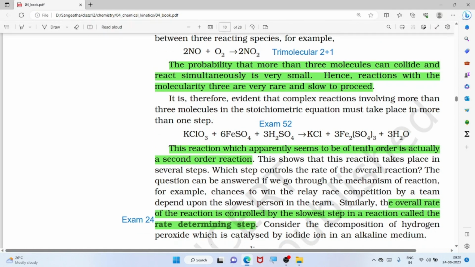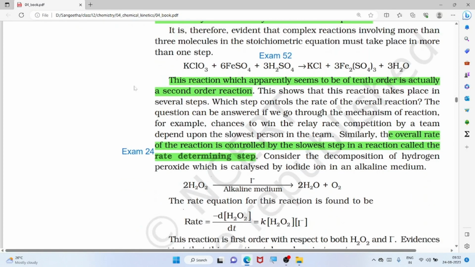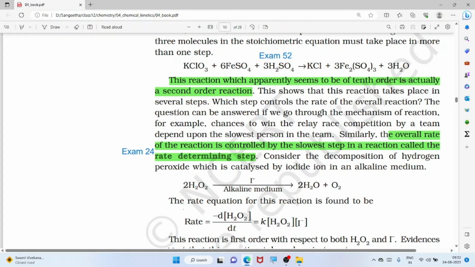The probability that more than 3 molecules collide and react simultaneously is very small. Hence, reactions with molecularity of 3 or more are very rare and slow to proceed. Even for a complex reaction with more than 3 molecules, the reaction must take place in more than one step.